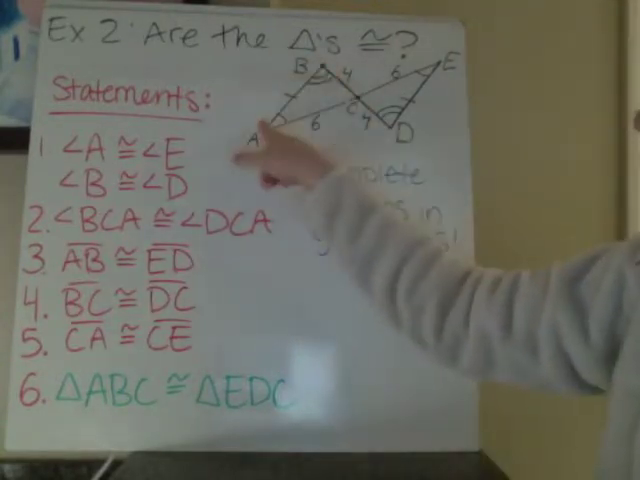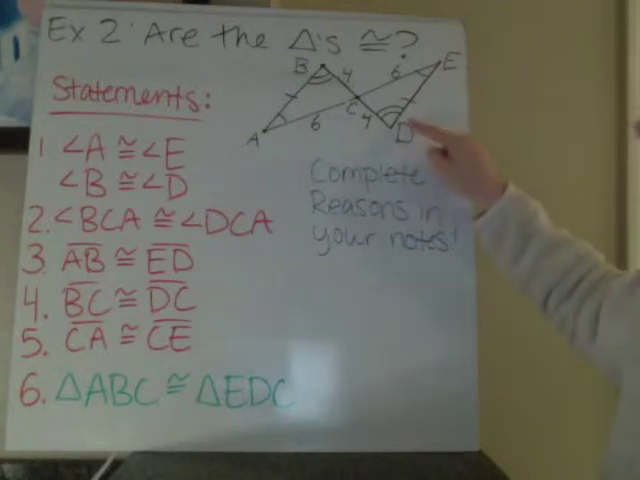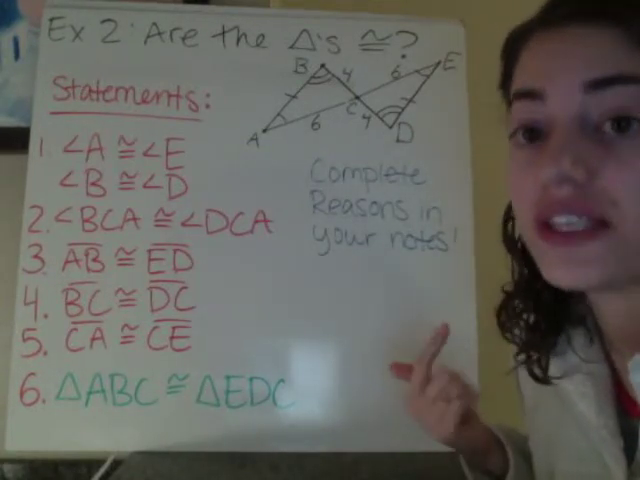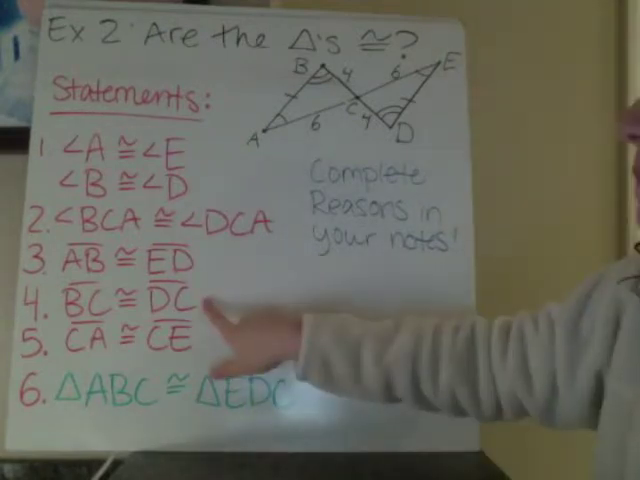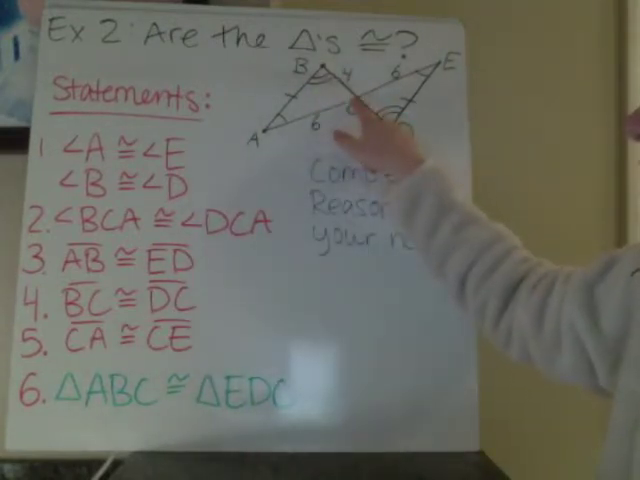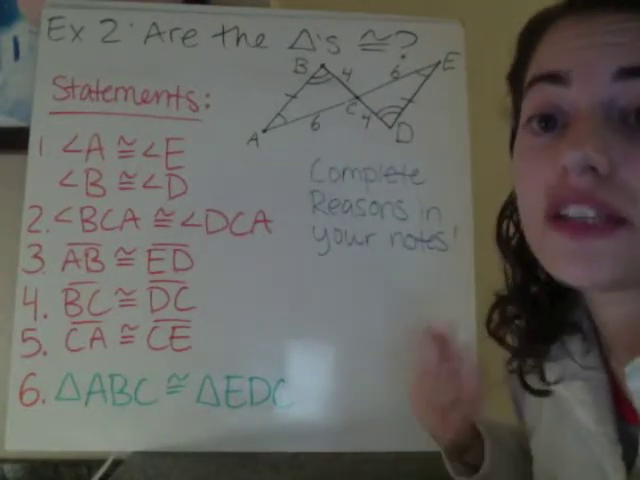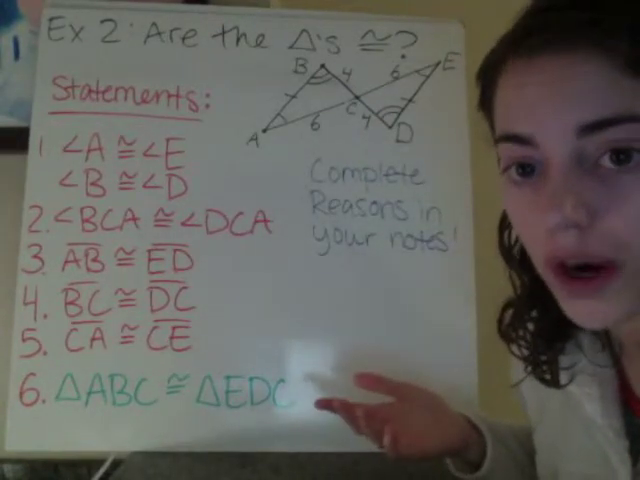Third statement, AB is congruent to ED, and again, that's given based on the markings, the tick mark. Fourth statement, BC is congruent to DC, and that's given because they're both labeled with a length of 4.